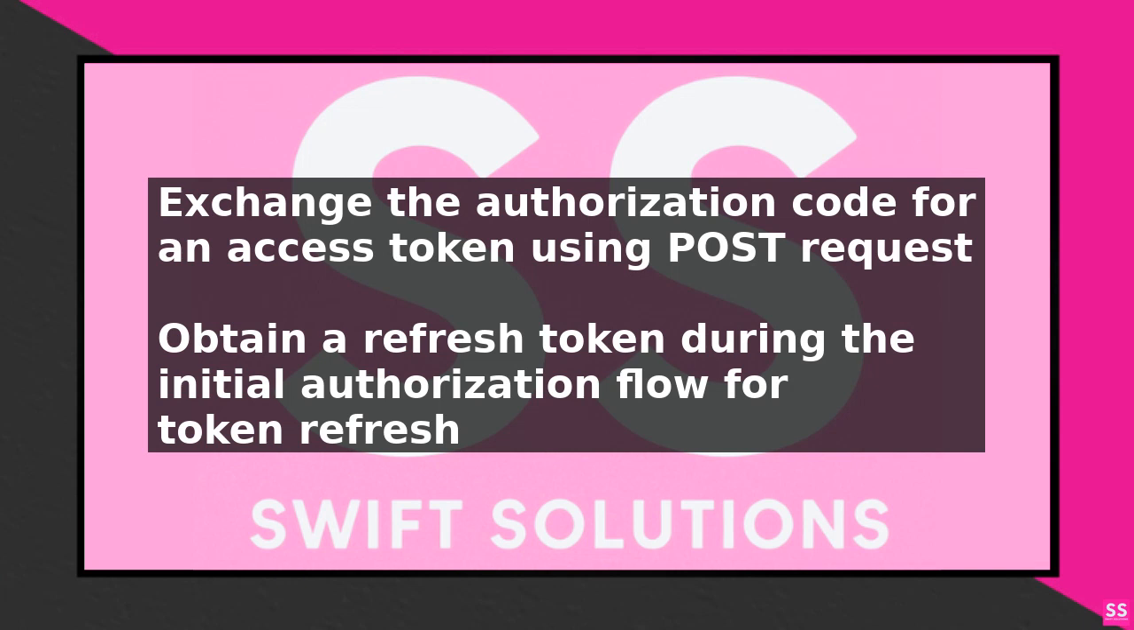To authenticate API requests, you need to include the access token in the authorization header of the request. The format of the header is Bearer, followed by the access token.